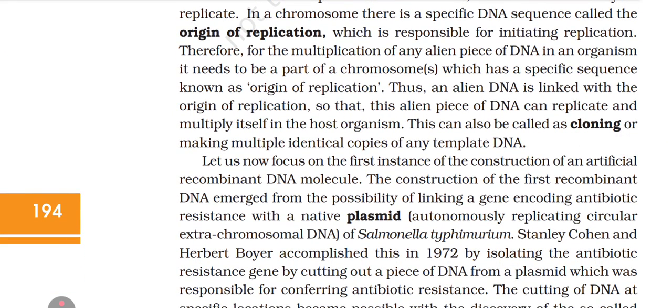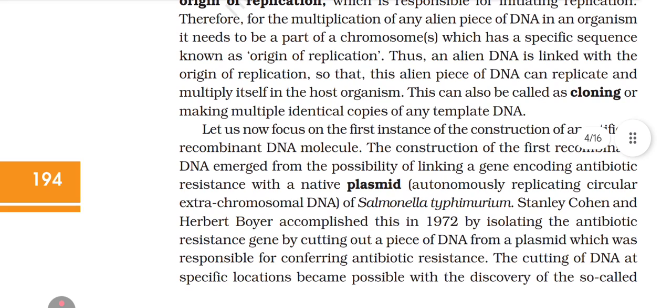Let us now focus on the first instance of the construction of an artificial recombinant DNA molecule. The construction of the first recombinant DNA emerged from the possibility of linking a gene encoding antibiotic resistance with a native plasmid, an autosomally replicating circular extrachromosomal DNA, of Salmonella typhimurium. Stanley Cohen and Herbert Boyer accomplished this in 1972 by isolating the antibiotic resistance genes by cutting out a piece of DNA from a plasmid which was responsible for conferring antibiotic resistance.